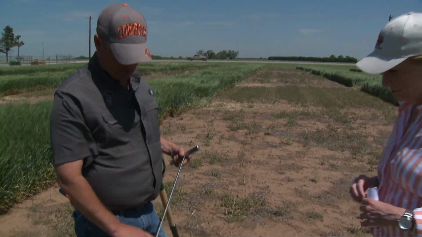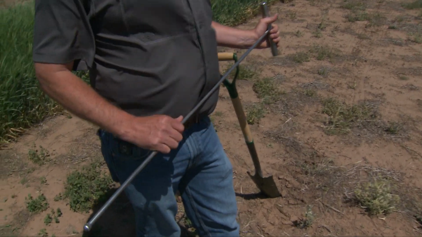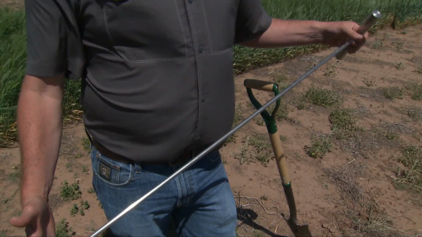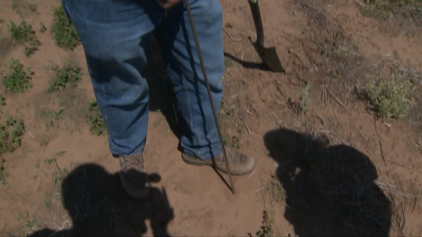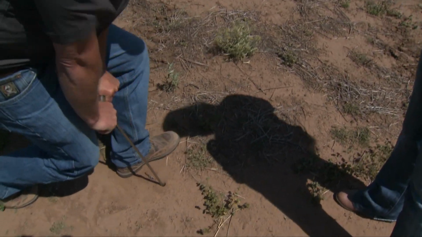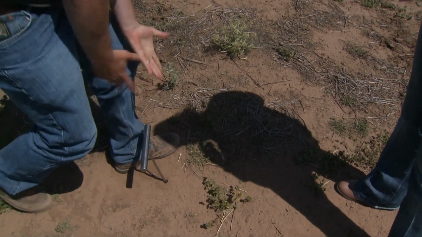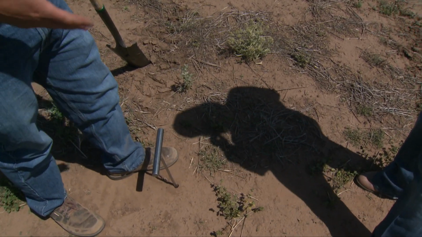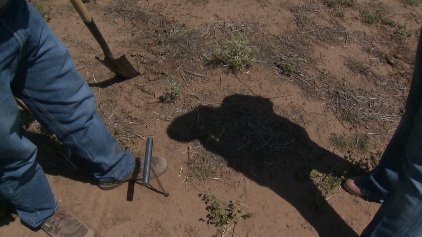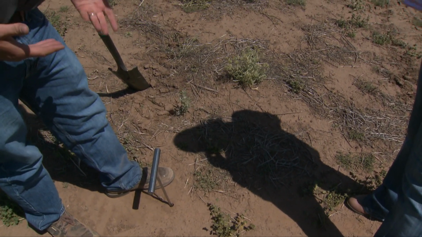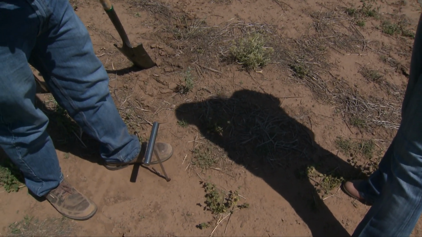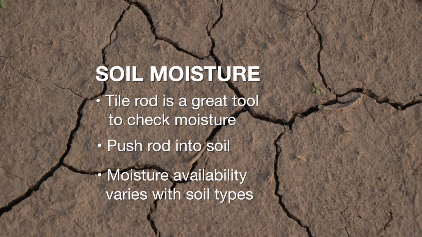Well, one tool I like to use is a tile rod. So this is a small one. It's a 3-foot tile rod, and what we can simply do is push that into the ground, and the depth to which it can be pushed is about 2.5 feet. Now I could push it farther, but it's just a struggle to get down that low. But that tells me that we at least have 2.5 feet of soil moisture, which is somewhere around 1.5 to 2 inches per foot in this silt loam.